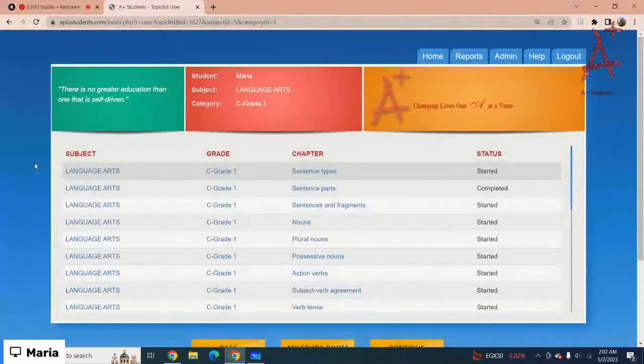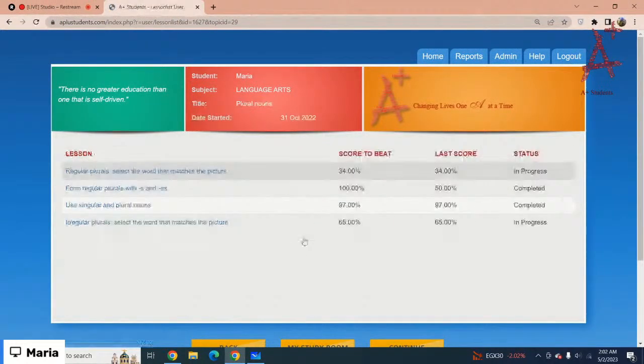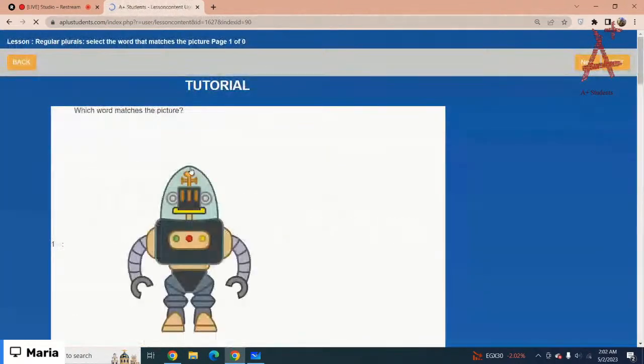Here I'm on grade 1 language arts. The chapter we're going to start with is plural nouns. Okay, let's start with the first lesson: regular plurals. Select the word that matches the picture. Which word matches the picture?